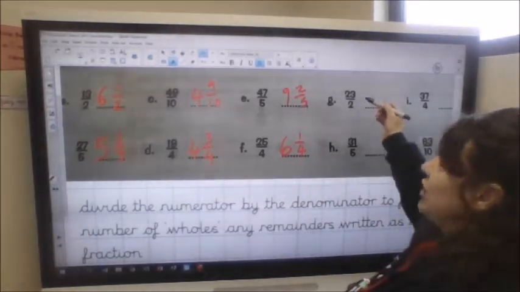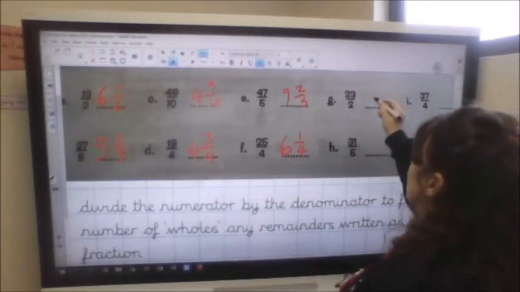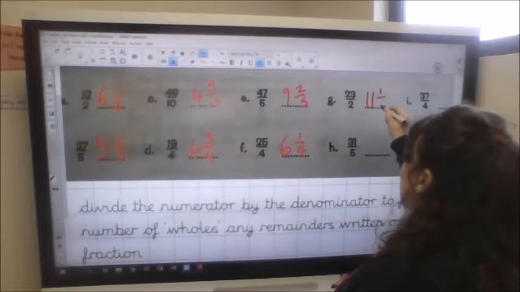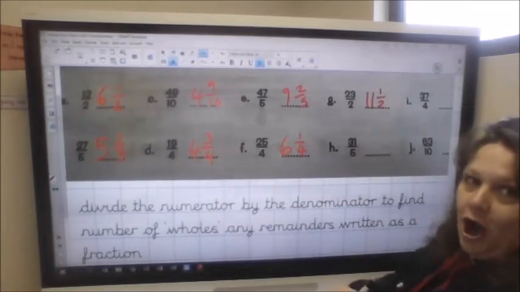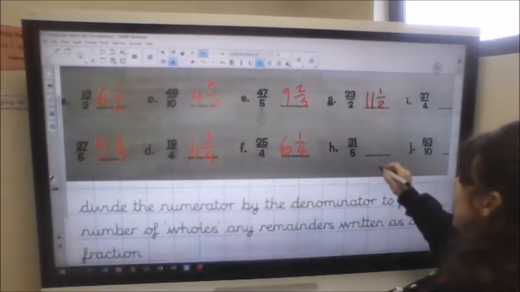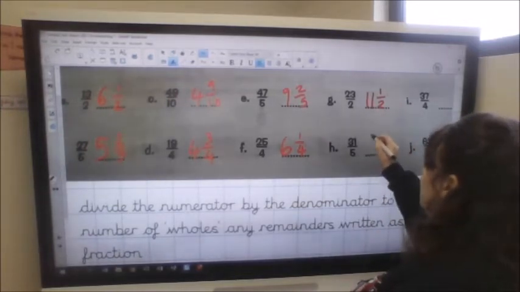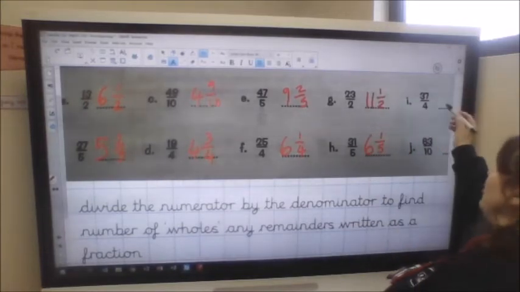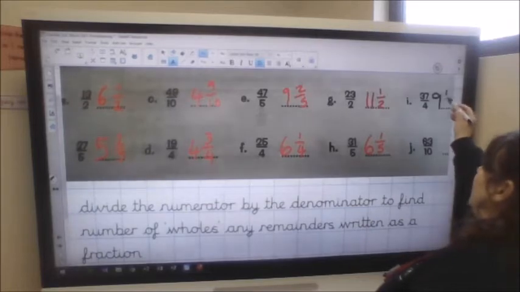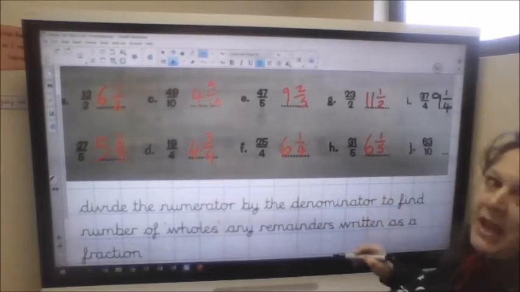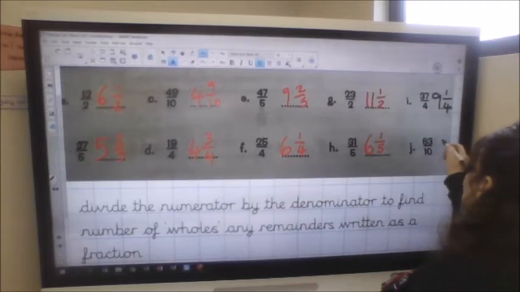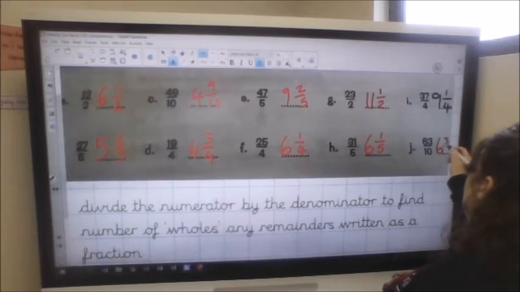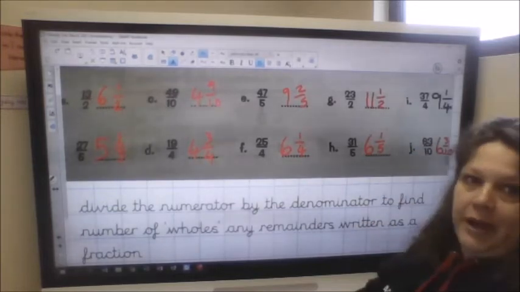Then we've got 2's into 23. Well, 2's into 23 goes 11, which is 22. And we've got 1 left over. So we put it over a half, okay, over 2. And 5's into 31, well, 5's into 30 goes 6, and we've got 1 left over. 4's into 37, well, 9 4's are 36, so that's 9 and a quarter. And then finally, 10's into 63, well, it goes 60, which is 6, and we've got 3 tenths left over.